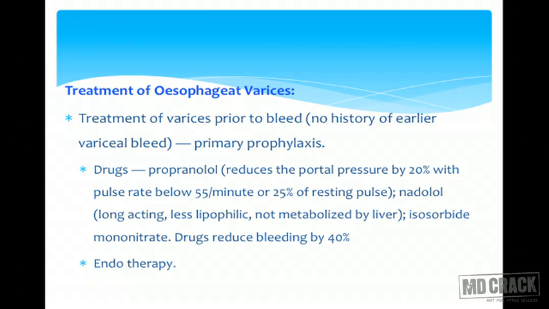So we have drugs like propranolol, which will reduce the portal pressure by 20% with pulse rate below 55 per minute, or it will reduce the pulse by 25% of resting pulse. Nadolol is long acting, less lipophilic, and not metabolized by the liver. Isosorbide mononitrate can also be used. Drugs reduce rebleeding by 40%. Endotherapy can also be done for patients whose varices are likely to bleed.